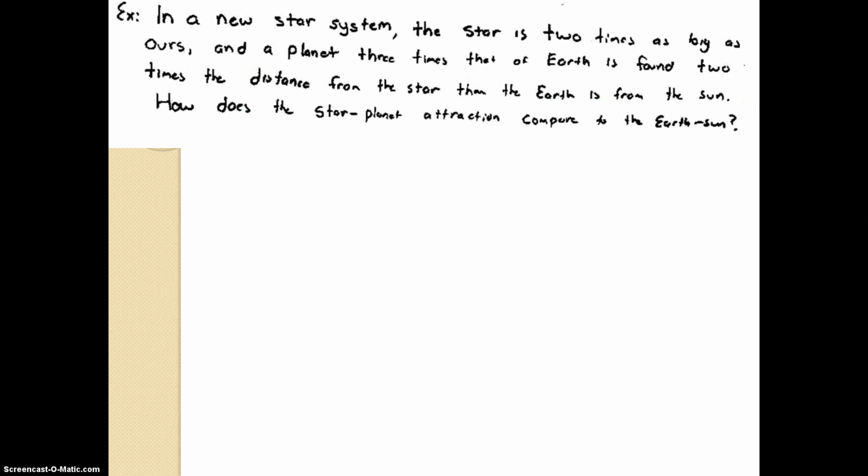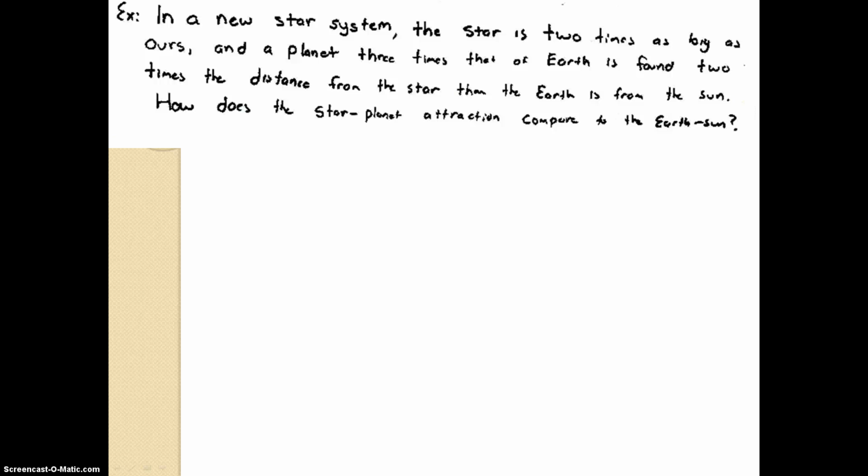Example: in a new star system, the star is 2 times as big as ours, and a planet 3 times that of Earth is found 2 times the distance from the star that the Earth is from the sun. Woo, that's a statement. How does the star-planet attraction compare to the Earth-Sun? Copy this down, pause the video, rewind it once or twice.